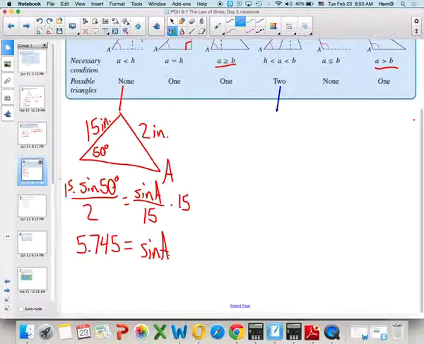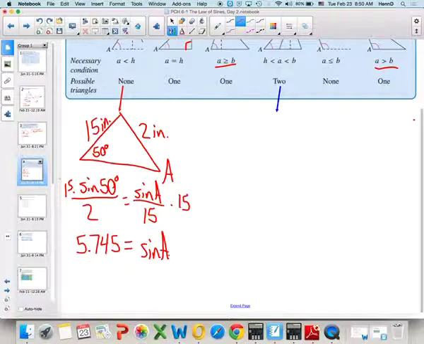What looks weird about that? The sine can't be greater than 1. Okay, that's the key here. The sine of an angle has to be between negative 1 and positive 1. So here we have sine equal to 5.7. That's not possible.